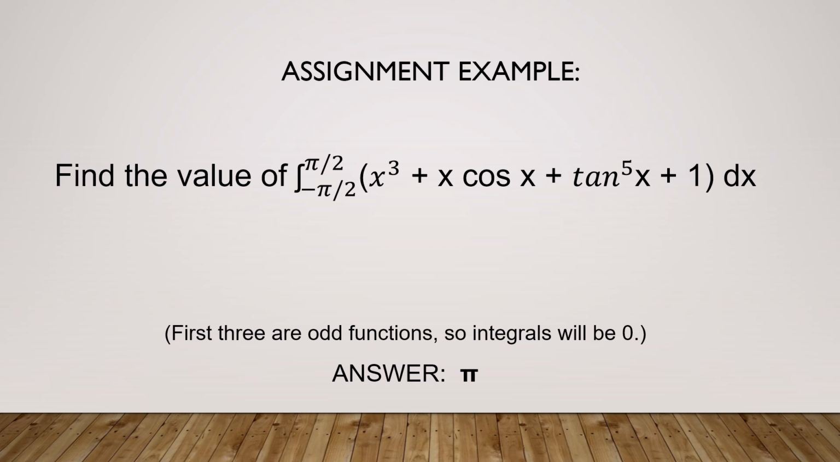Now we have discussed odd and even functions. So try to solve this example. See how easy it becomes from that concept. It is integral of minus pi by 2 to pi by 2, x cube plus x cos x plus tan raised to 5 x plus 1 dx. Now it is integral minus a to a form. First term is x cube. Now you know x cube is an odd function. Minus 2 cube is minus of 2 cube, means f of minus x is minus of f of x. It is an odd function. Cos x is even, but x cos x will be odd. Tan raised to 5 is odd. So you will just remain with integral 1 dx, and then when you solve it you will get the answer as pi.